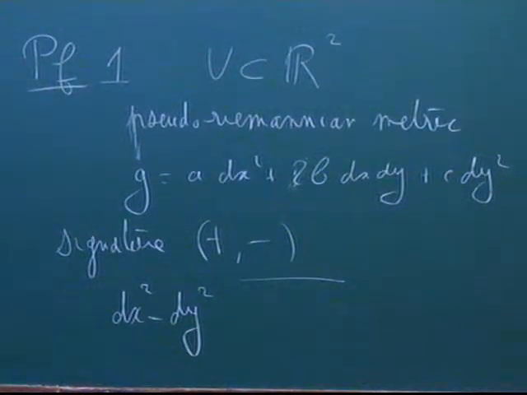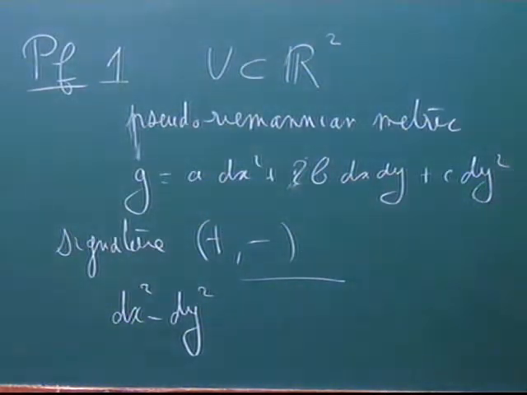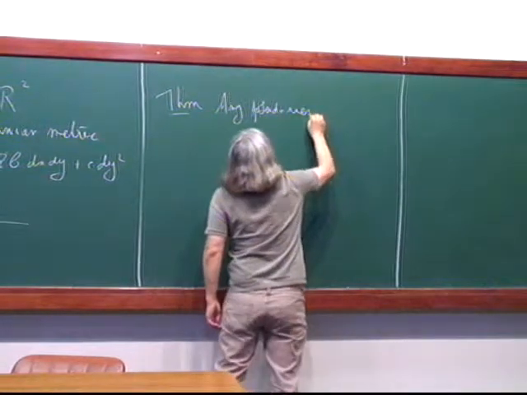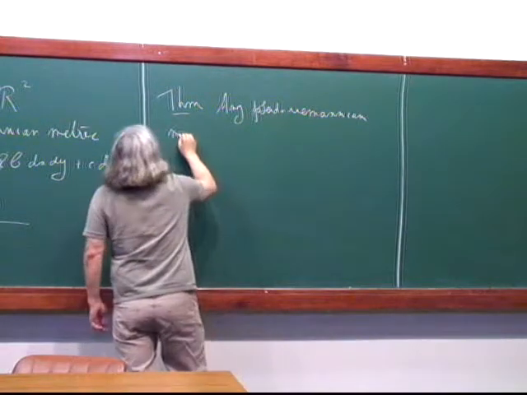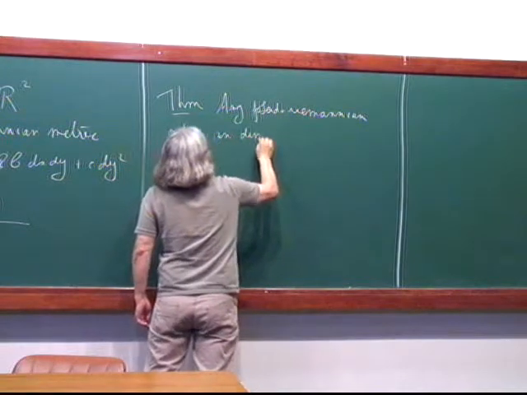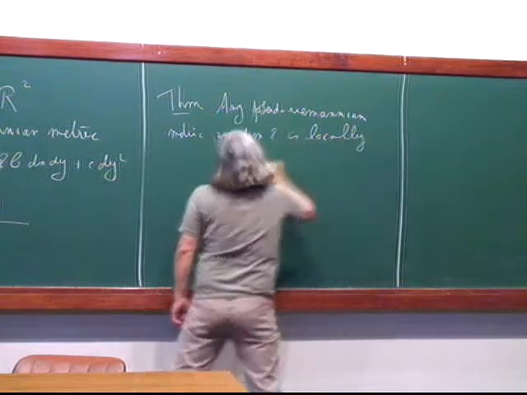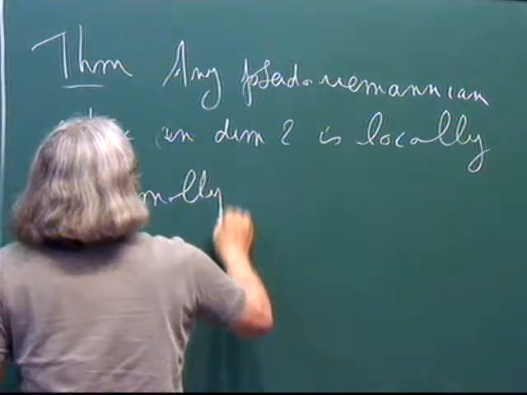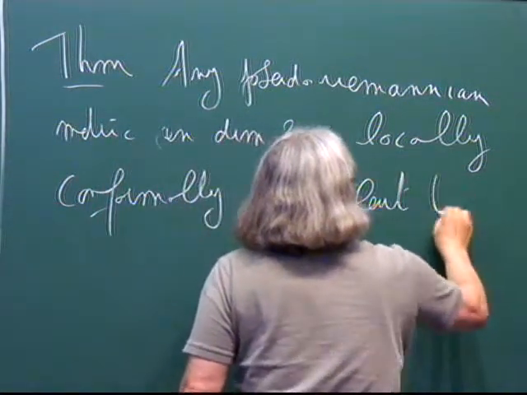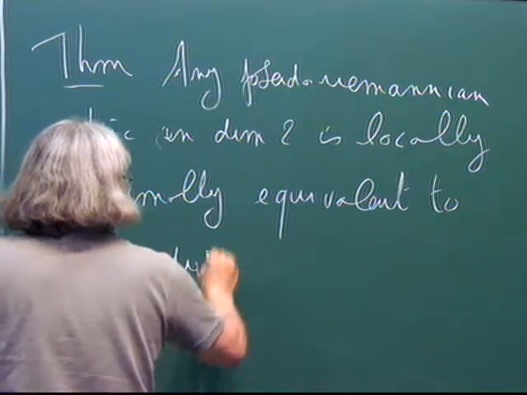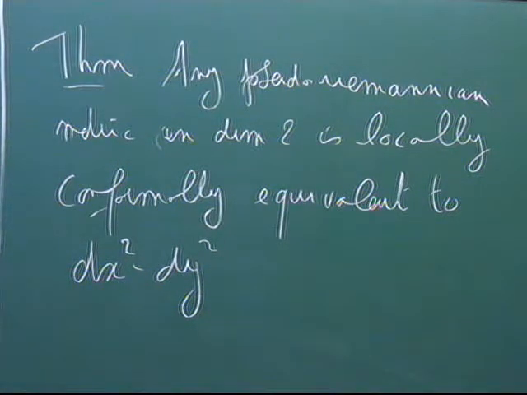And the theorem of Gauss in this category, and you will see it's kind of a trivial theorem, is the same. Theorem: any pseudo-Riemannian metric in dimension 2 is locally conformally equivalent to the metric dx squared minus dy squared. So it's exactly the same theorem. If you give me a pseudo-Riemannian metric, signature plus minus, it's always possible to find a local coordinate that makes it conformal to the flat pseudo-Riemannian metric dx squared minus dy squared.